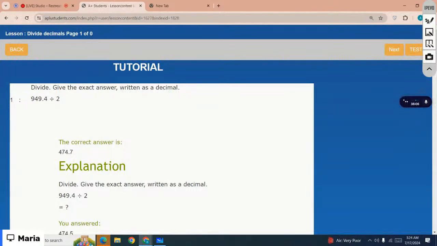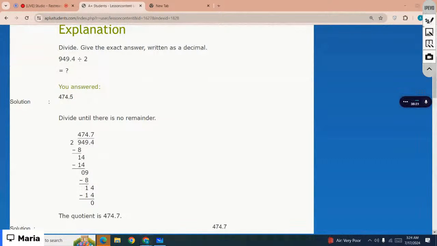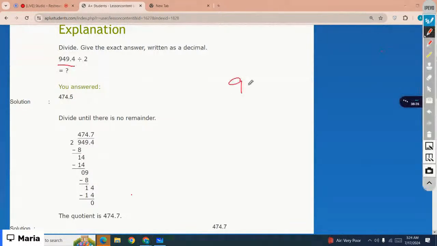Okay, the next lesson is divide. Let's just see how do we divide. Start with the first example, that is 9.49 divided by 2. So simply divide like you do not have the decimal point. So you have 949. Let's just divide 949 divided by 2, right? We'll put the decimal point at the end.